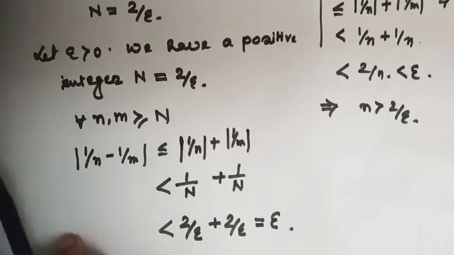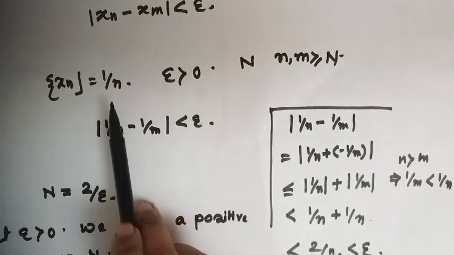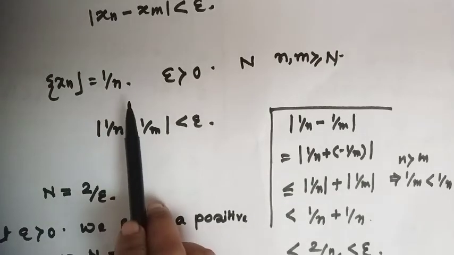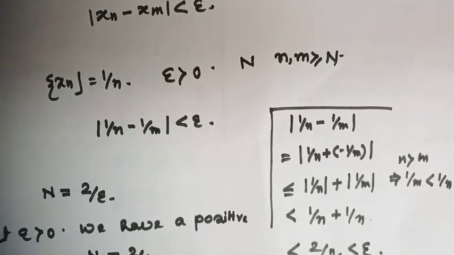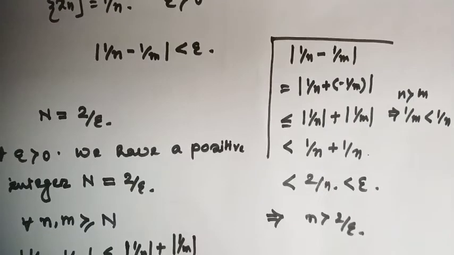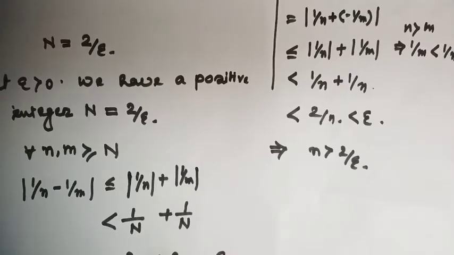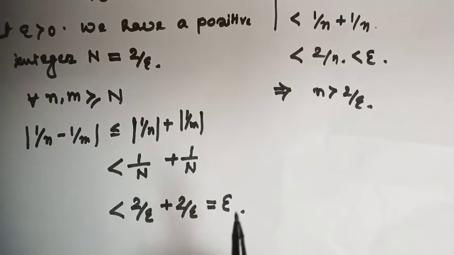And notice this sequence is a convergent sequence, because it converges to 0. And I also proved this sequence is also a Cauchy sequence. That means convergent implies Cauchy. Okay? Let's do the general proof.